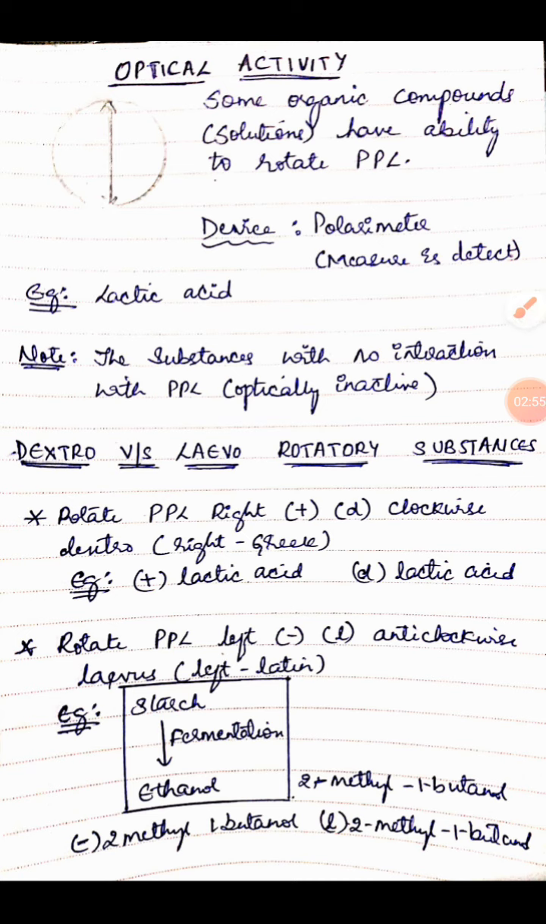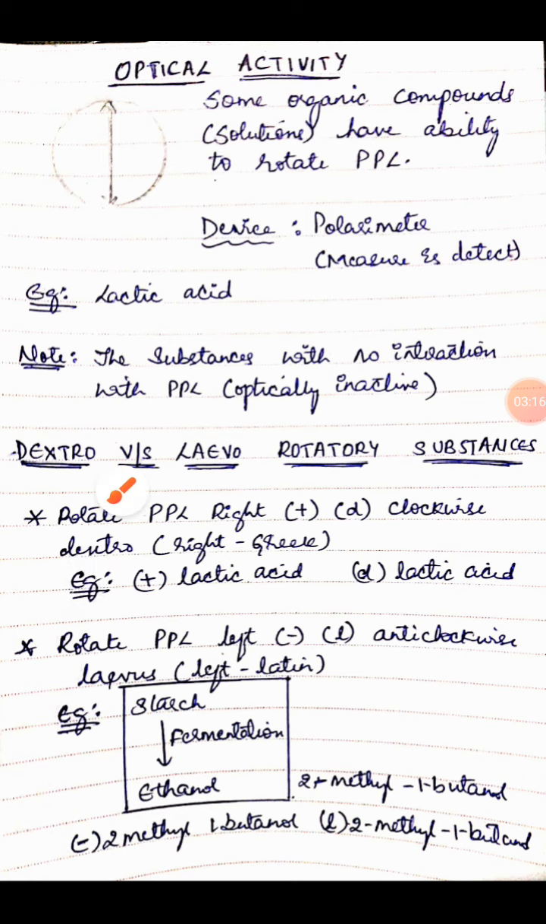So what is meant by direction of rotation of PPL? The rotation of PPL can have two possibilities. One is it can rotate to the right, that is clockwise direction, or it can rotate to the left, that is anti-clockwise direction. So based on that, we have two types, that is dextro-rotatory substances and levo-rotatory substances.